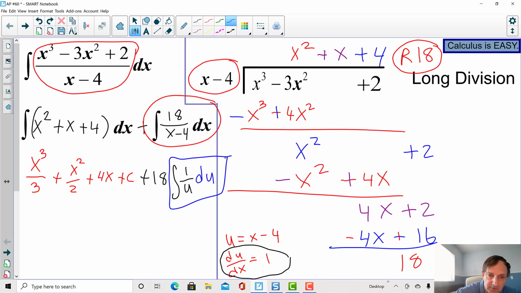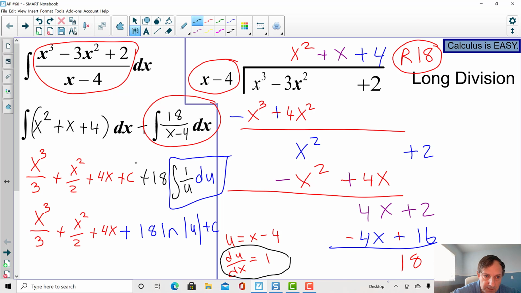And this is an easy integral. It's just going to be ln of the absolute value of u. Don't forget the 18 in front of it. And you notice I did not bring this constant down because a constant plus a constant is just going to be another constant. So you only need to put 1 plus c.